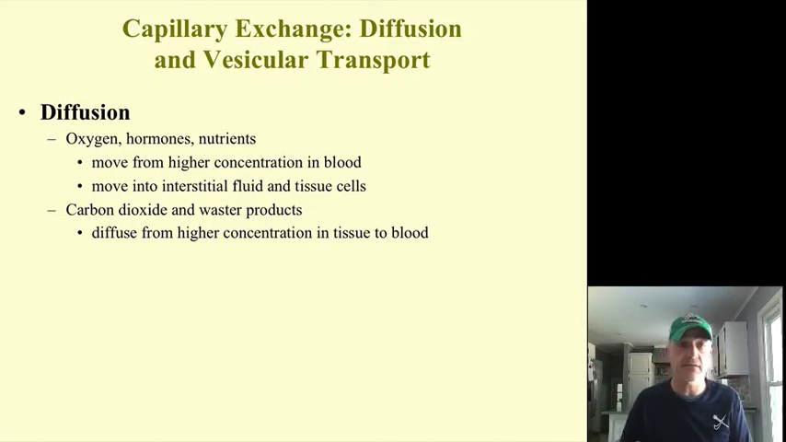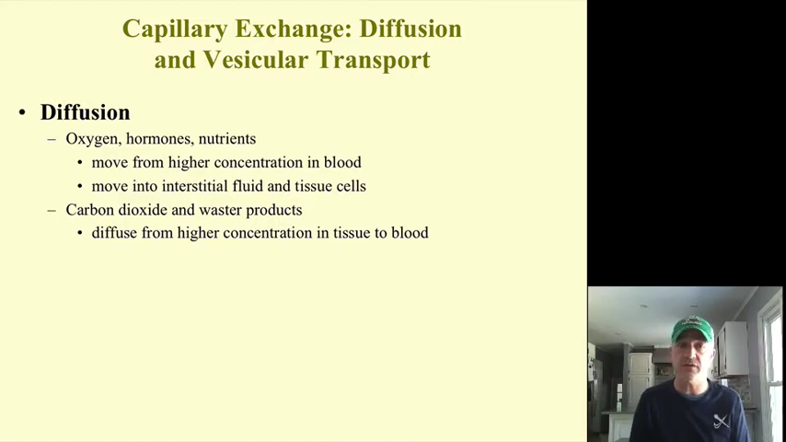Because things like oxygen are picked up at the lungs, they're going to be at higher concentration when they get to those tissues, so they're going to move with that concentration gradient. Same thing with carbon dioxide. It is being generated in the tissues. It's at much higher concentration in the tissues than in the blood, so it's going to move with that gradient into the bloodstream.